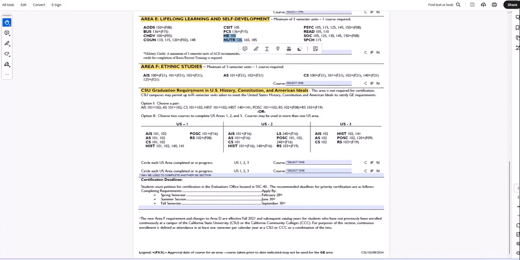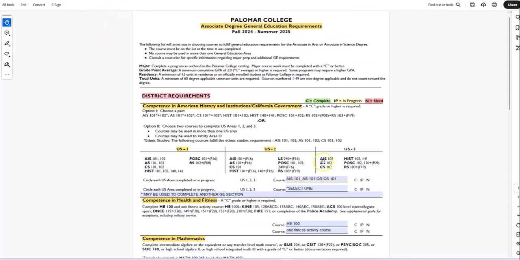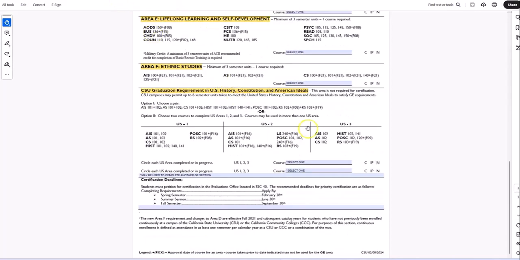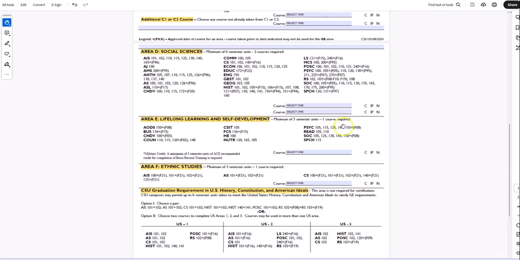They are required to graduate from a California State University. So I made a note here saying that these classes that you select here may be used to complete another GE section. For instance, back to what I was doing with the AA, we could take that and put that right here. Not only can we put it right there, but we can put it right here.